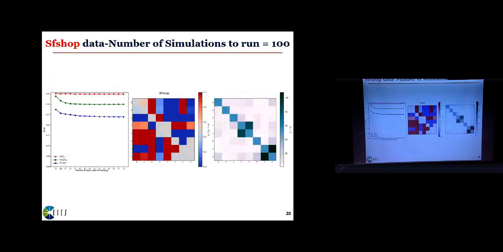And this is for the San Francisco shop data. And again, this is for eight options, and the previous one was six. So here again, the PCMC model is doing better than the two other models.